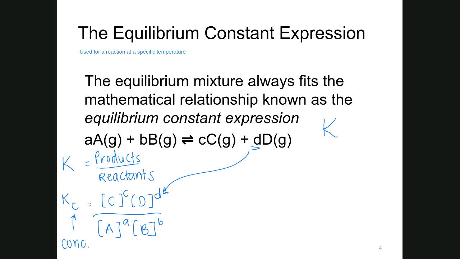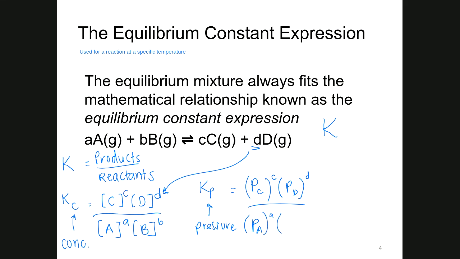The other type that you can do is called Kp, where P stands for pressure. It's the exact same setup, but instead of using concentrations, we're using pressures. So we can say that Kp is equal to the partial pressure of compound C raised to its coefficient times the partial pressure of compound D raised to its coefficient, over the partial pressure of compound A to its coefficient and the partial pressure of B to its coefficient.